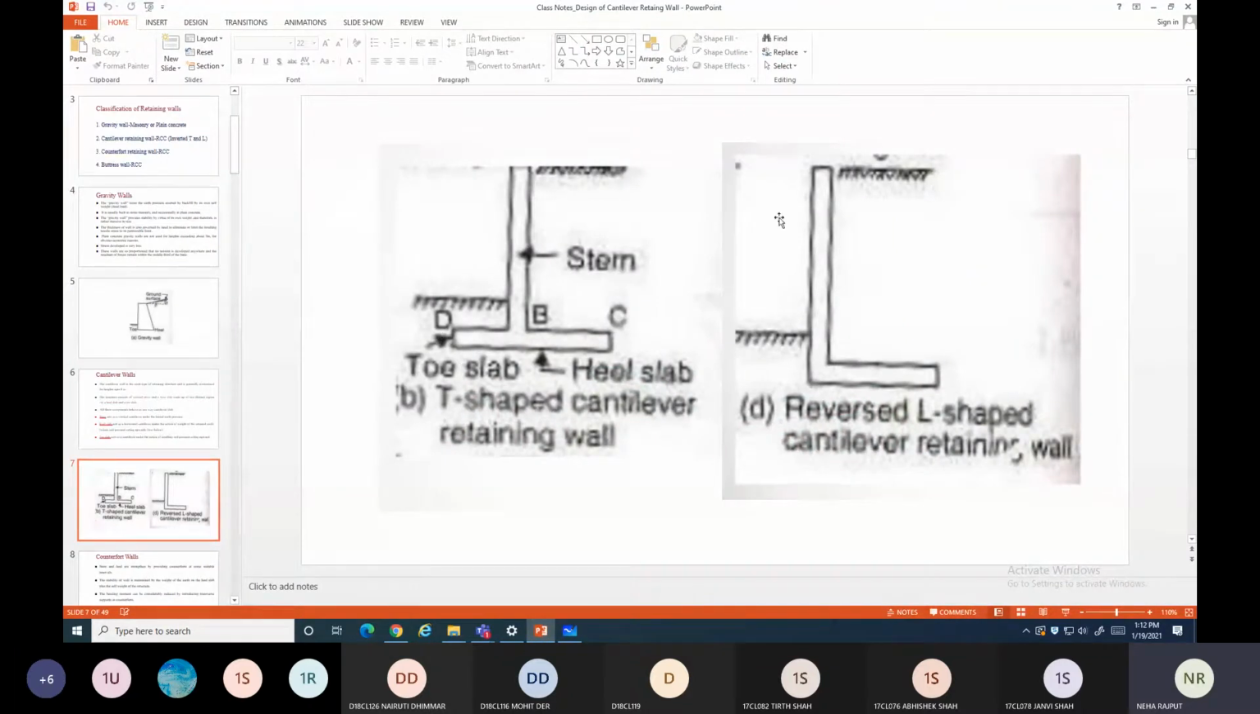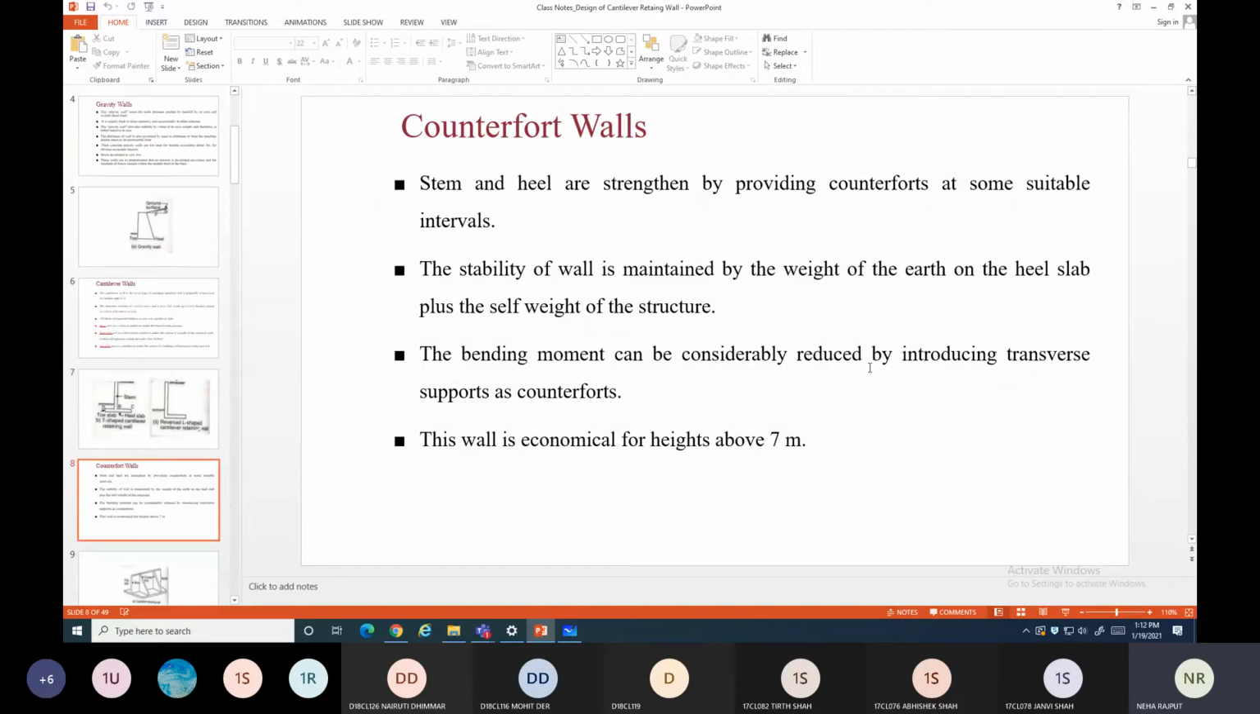This one is an L shape, a reverse L shape cantilever retaining wall. The right side will be the backfill or the soil mass. The left side will be the ground surface. This one is the footing, this one is the stem part, and this one is the base slab.